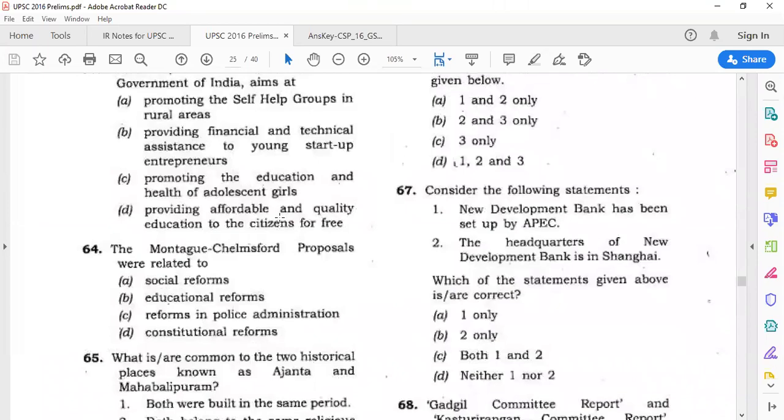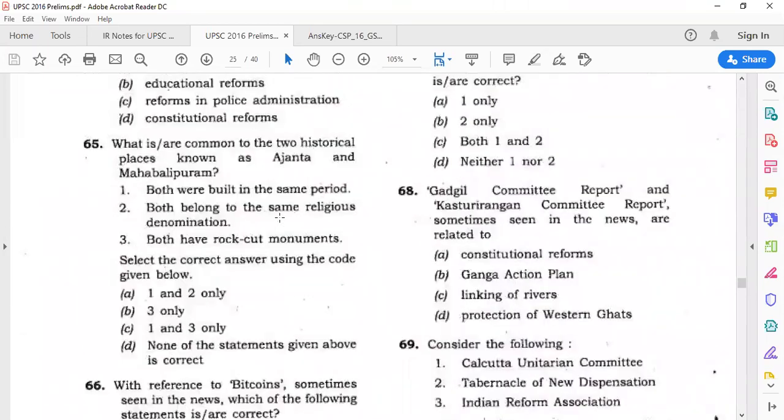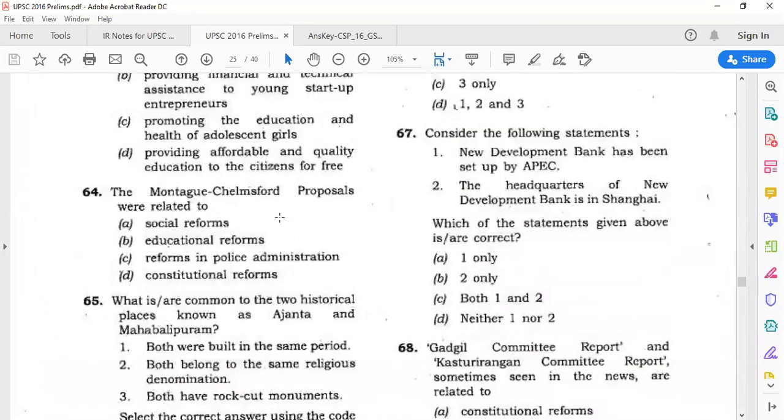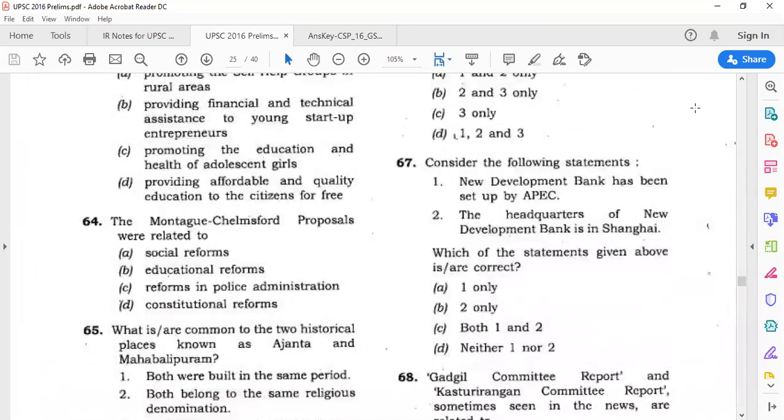So here they have asked one question. Yes, see here, it's question number 67, and this is set A, which I have, of 2016. Hope you can see this particular question number 67. So here they asked, New Development Bank has been set up by APEC. This is also called BRICS Bank. NDB is also called BRICS Bank. So it has to be set up by BRICS. Only then it will be called BRICS Bank. Why will I call an APEC bank a BRICS Bank? Doesn't make any sense. So these two options are gone.